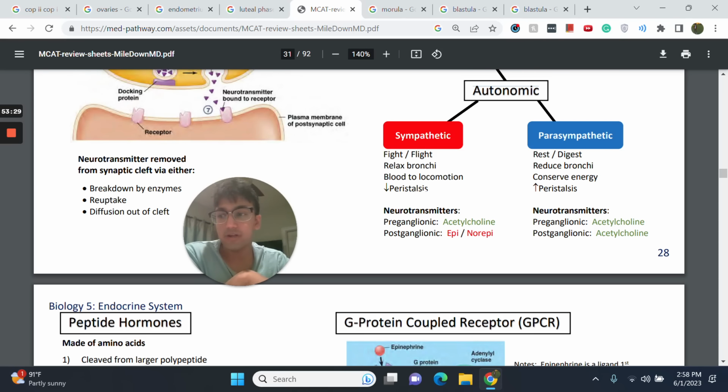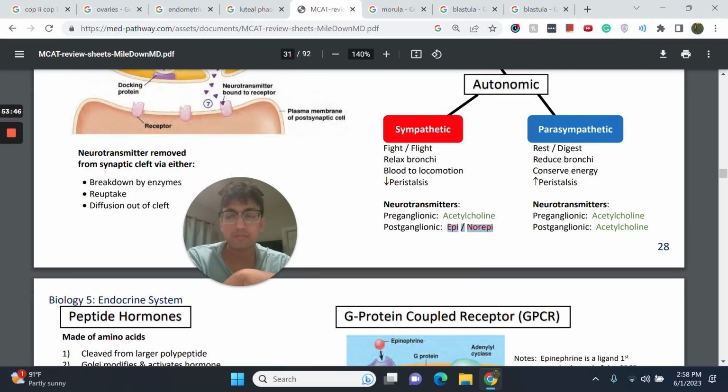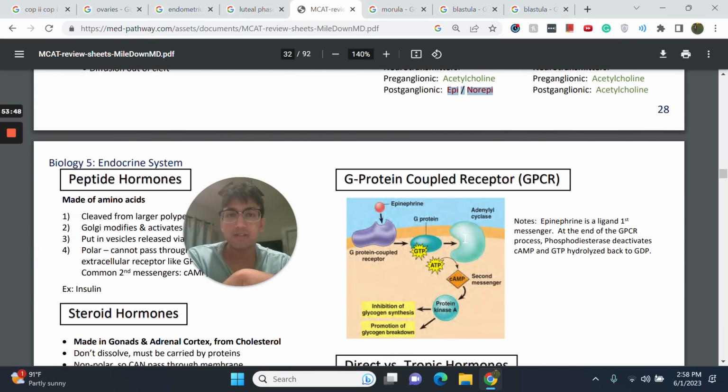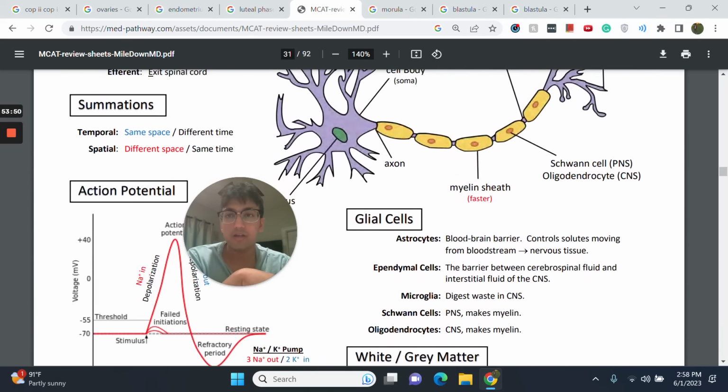So if you hear somebody say, oh, my adrenaline spiked during that exam, or when I was running from that bear, my adrenaline spiked, that's because your epinephrine and norepinephrine are the postganglionic thing. So after the ganglion, the postganglion, that's what the neurotransmitter is. Okay, great. I hope that makes sense. Just make sure you review this because this is all very high yield information.